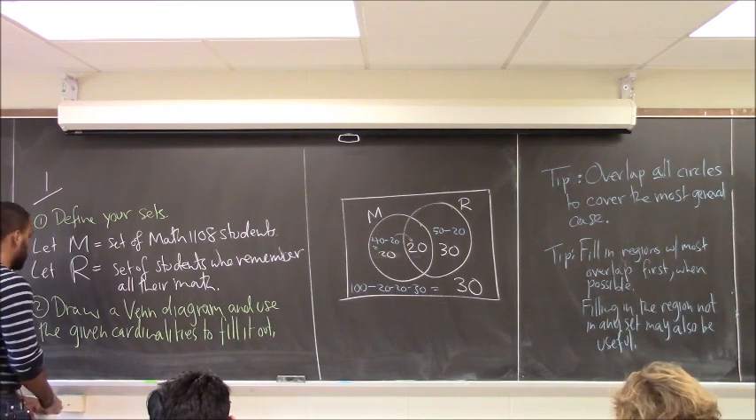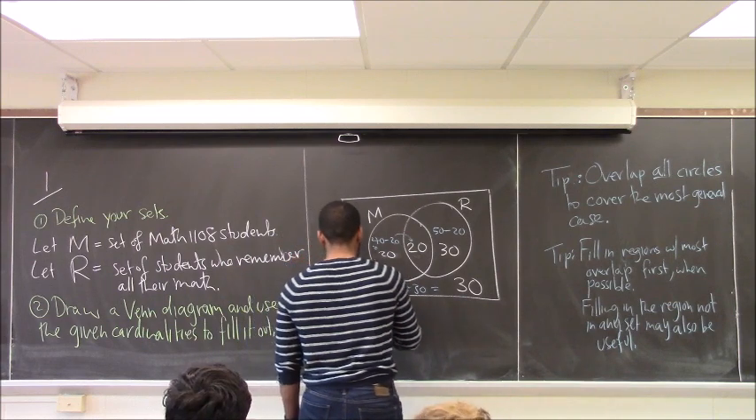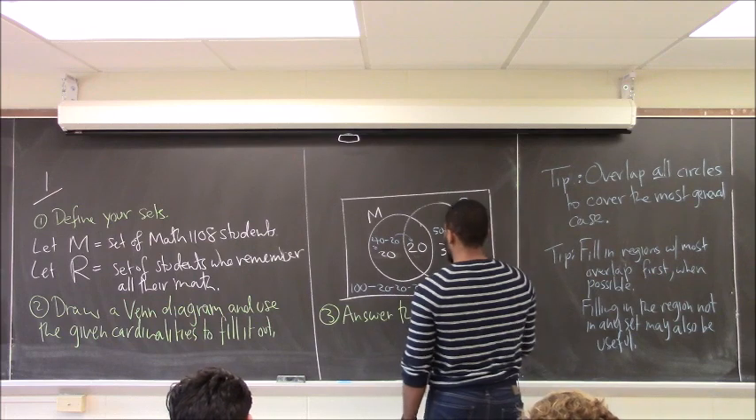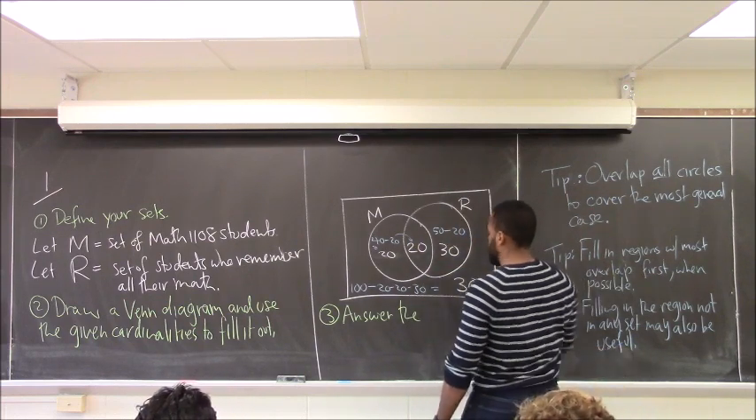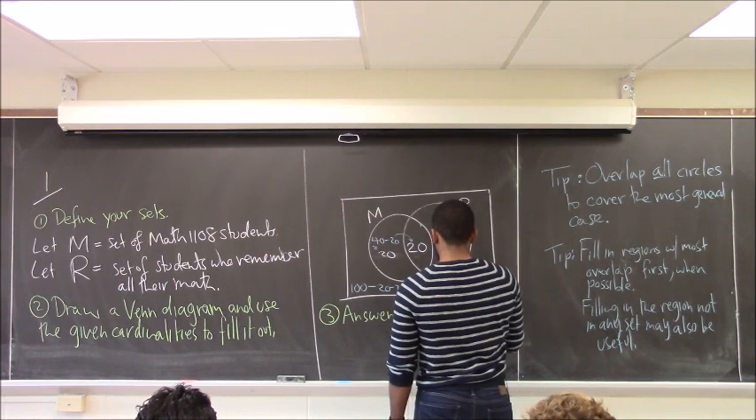So once we do that, step 3, answer the questions. You need a little bit of arithmetic here, but once you fill in from the regions of most overlap out, you can just keep subtracting to fill your way out. Answer the questions.